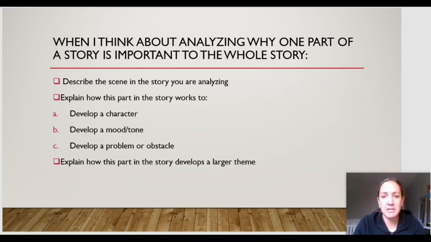So when I think about analyzing why one part of the story is important to the whole story, here are some things that I want to be thinking about. First, we want to describe the scene in the story that we're analyzing. Next, we want to explain how this part in the story works to do one of these things. Maybe it develops a character. Maybe it develops a mood or a certain tone in the story. Or it could develop a problem or an obstacle. All right, so we want to identify just, what is this part in the story? What is it doing? What is it developing? And then finally, we want to explain how this part in the story develops a larger theme. So how does it connect to that deeper message in the story?